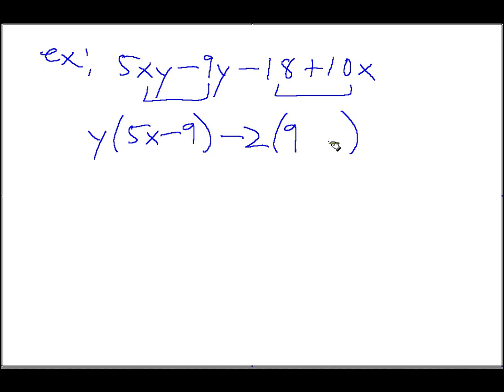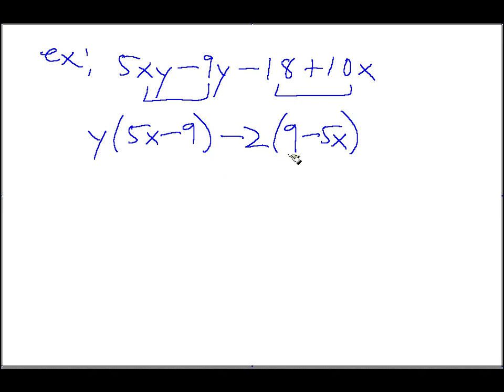Negative 2 times what will give me back positive 10x? Well, as you can see, that's going to be minus 5x. Again, you may be tempted to put plus 5x, but that's wrong because negative 2 times plus 5x is negative 10x, but I don't have that. I have positive 10x in my original problem. So therefore, negative 2 times negative 5x will give me positive 10x. Are we good on that?